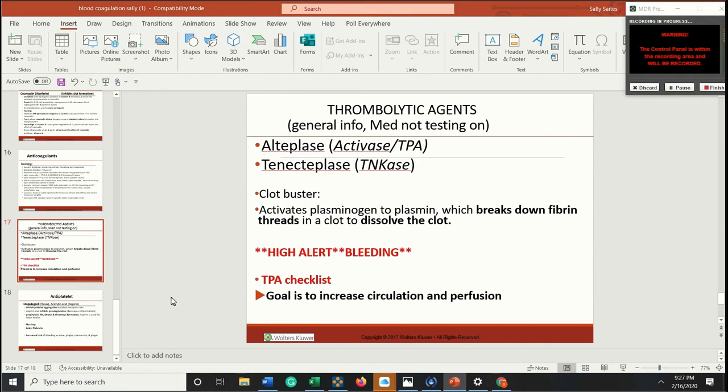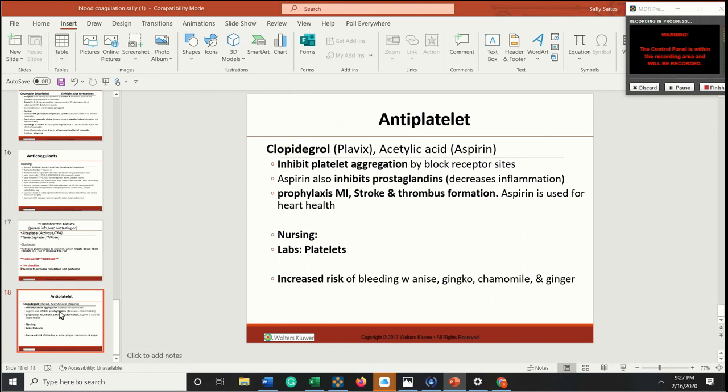Okay. And then lastly is our antiplatelet medication. So, we've got aspirin here, which is an antiplatelet medication, very common for what we call heart health. It just decreases the amount of platelets that we have in our body. If we do that, then we are less likely to form a little platelet plug that all join together and form a clot.